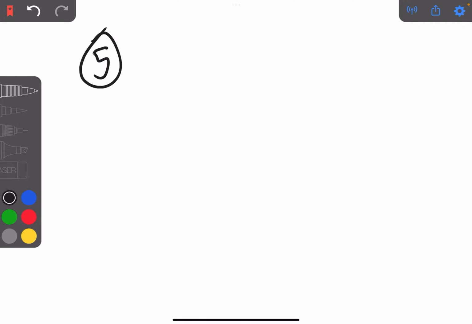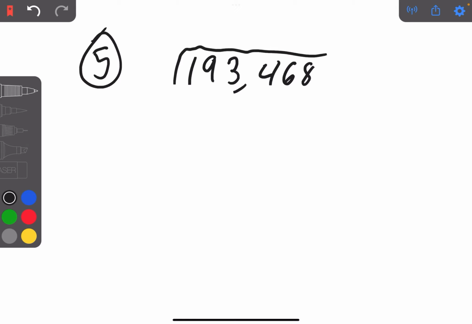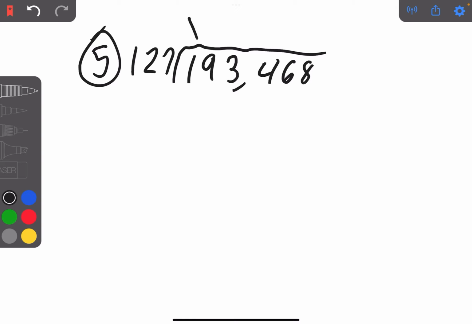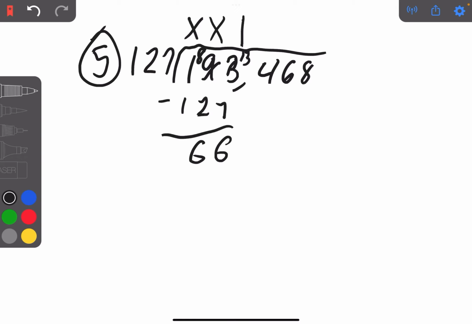So we've got 193,468 divided by 127. Can 127 fit into 1? No, so we'll put our X. Can it fit into 19? No. Can it fit into 193? Yes. So now we want to subtract by 127. So we'll cross over, and we get 66. We get 664. Now we drop down our 4.